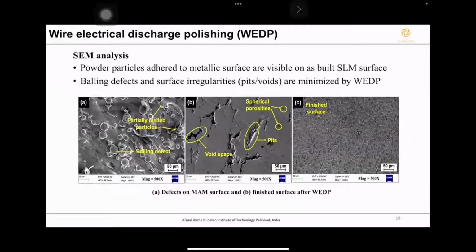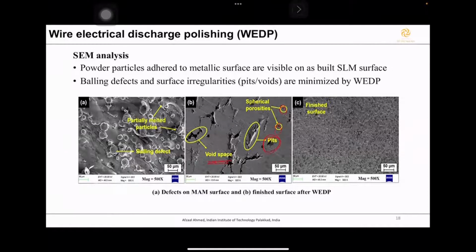If you see, the metal sample is printed, and these are the defects present on the surface. These are partially melted particles, balling defects, all these defects which show huge irregularity on the surface of a finished or a printed component. On the other slide, you can see white spaces. Okay, you can see small pits, spherical porosities on the surface. So these are also present, and we have to encounter both these.